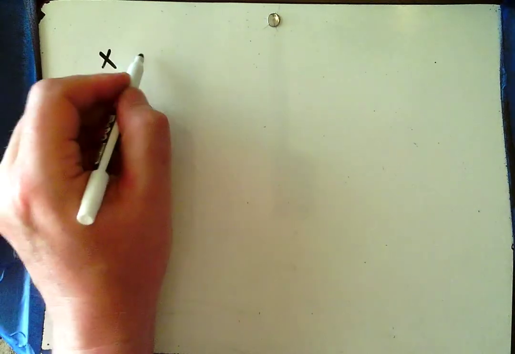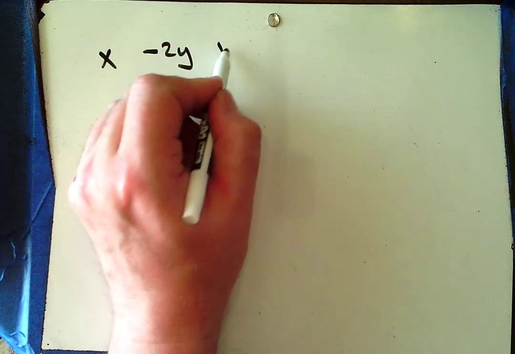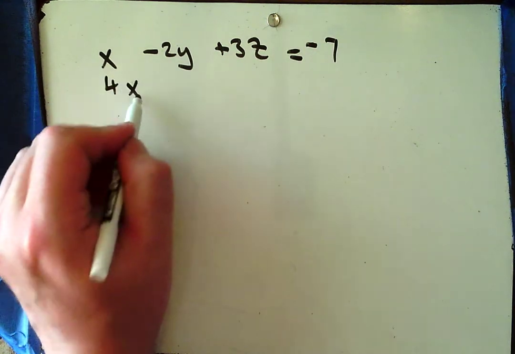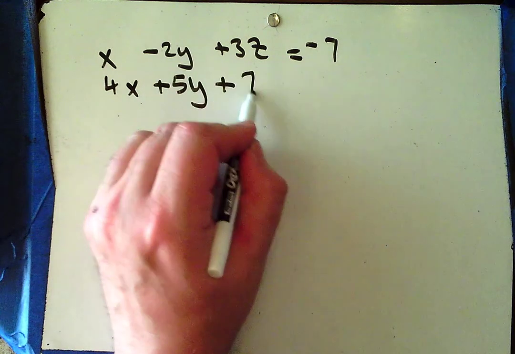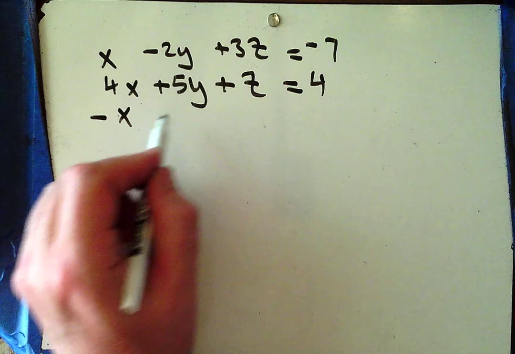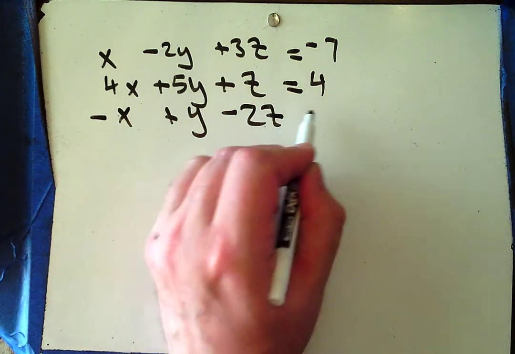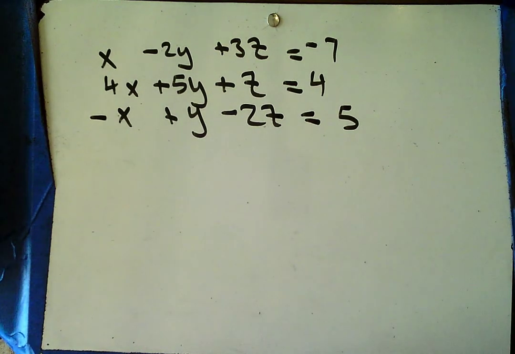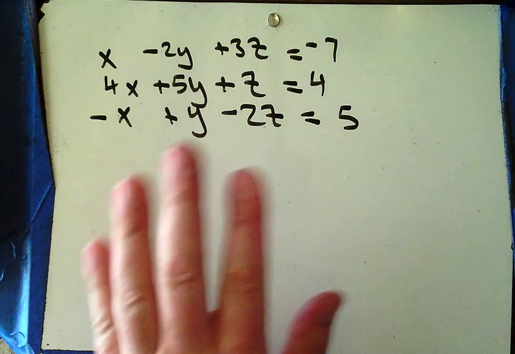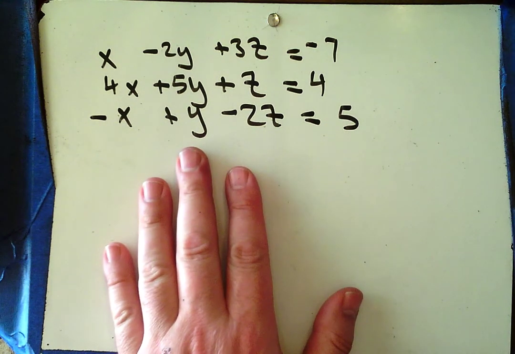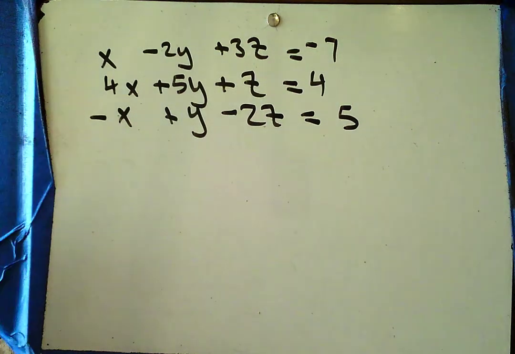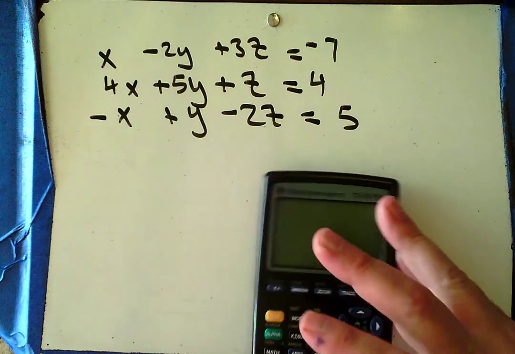So, those of you still with, here's one to try. X minus 2y plus 3z equals negative 7. 4x plus 5y plus z equals 4. Negative x plus y minus 2z equals 5. Okay, so either by hand or with your calculator, solve this system using reduced row echelon form, or I guess if you want, row echelon form with back substitution. Alright, give it a try. Come back in a few minutes when you're done.